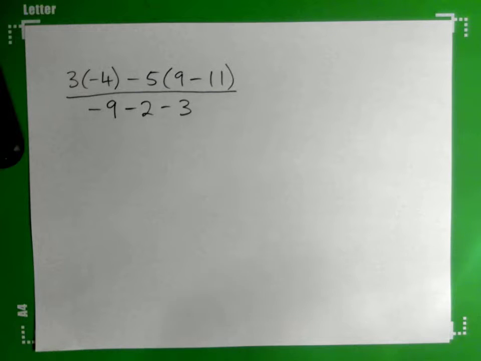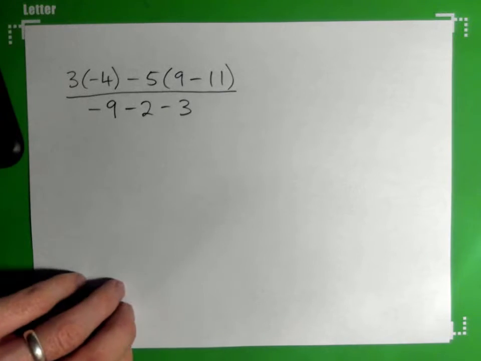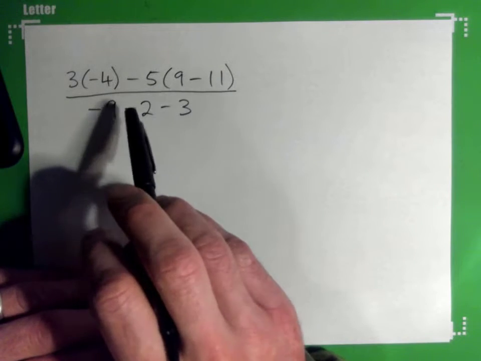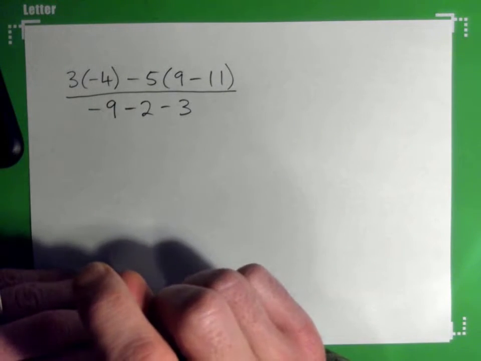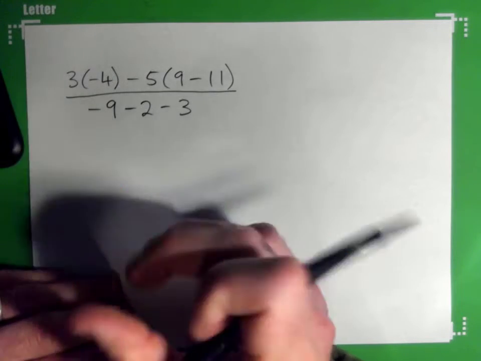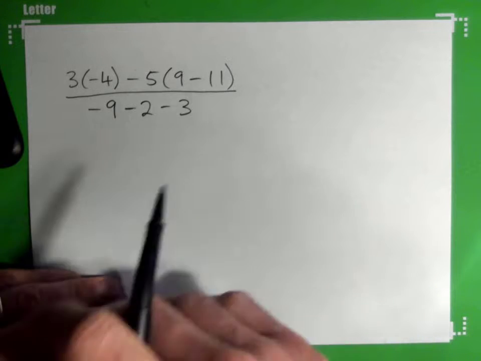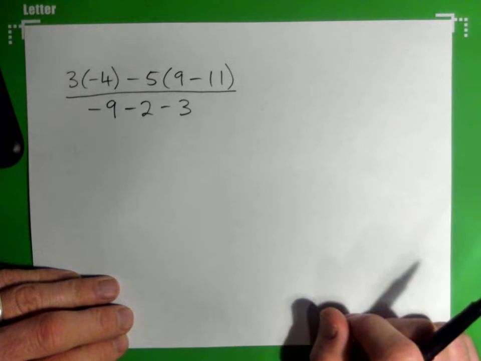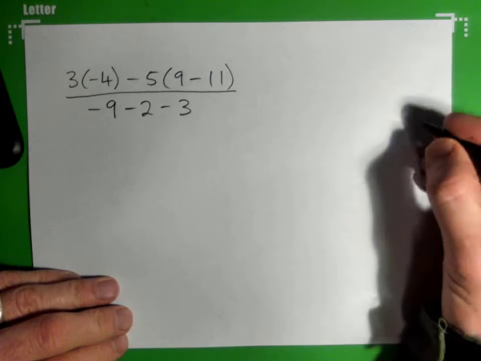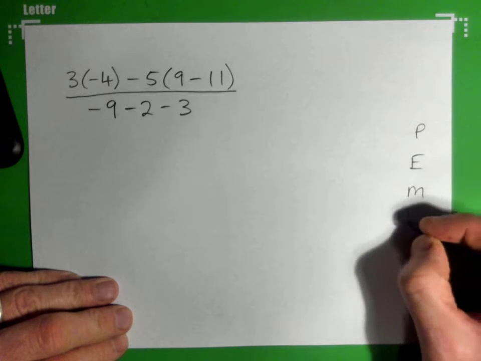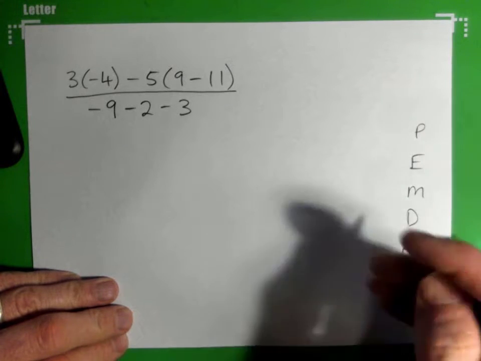Alright, so we got (3 times negative 4 minus 5 times (9 minus 11)) all over (negative 9 minus 2 minus 3), right? So we're going to simplify this to basically end up with one number. We think about the order of operations, PEMDAS: parentheses, exponents, multiply, divide, add, subtract, and go from left to right.